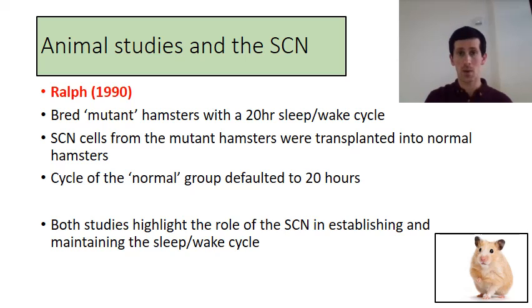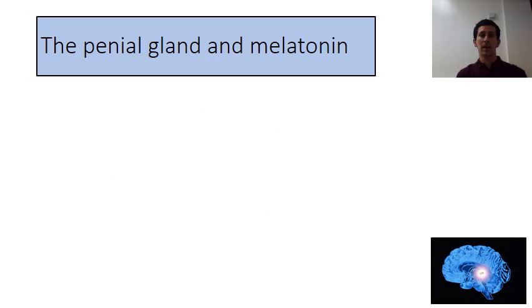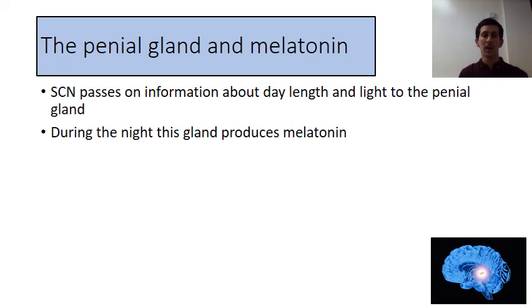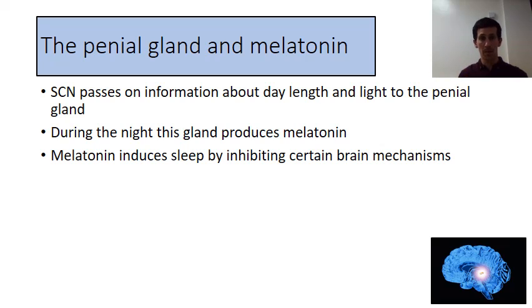establishing our sleep-wake cycle. So we're now going to have a look at the role of the pineal gland and melatonin. So the SCN gets information from the optical nerve when it detects daylight, and this passes this information onto something called the pineal gland. And during the night, this gland produces melatonin. And if you remember, melatonin induces sleep, so it makes us drowsy, makes us fall asleep. And it does this by inhibiting certain brain mechanisms.